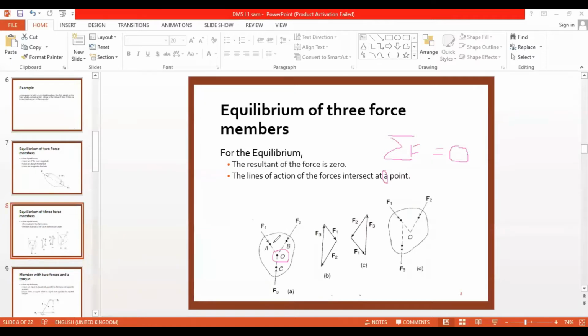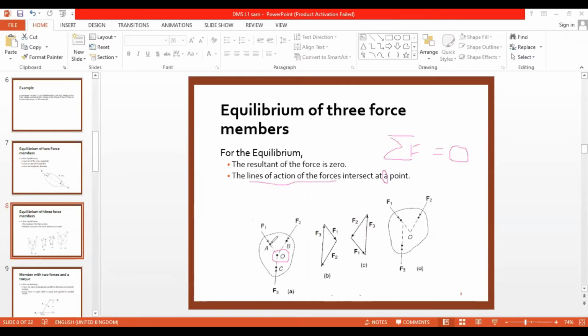If you see here, this is the action of the force. A is the point of action of force F1, point B is where the force F2 is acting, and C is where the force F3 is acting. So they are acting somewhere here, here, and here. That's why it's mentioned as line of action of the forces.